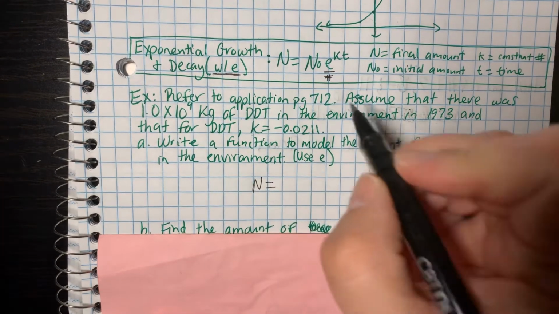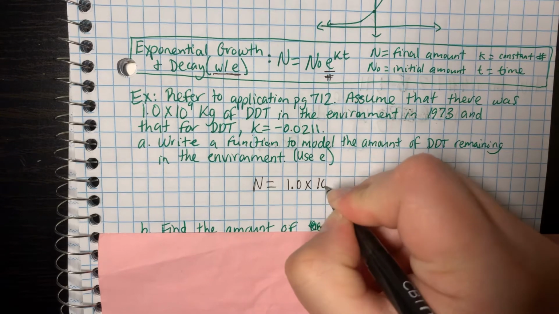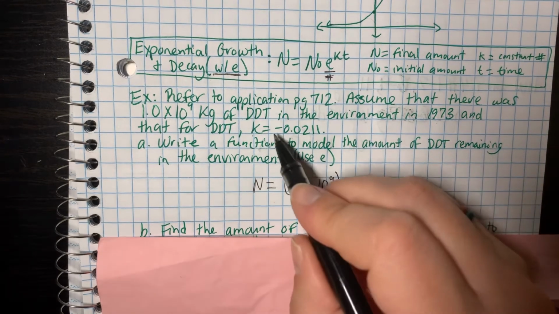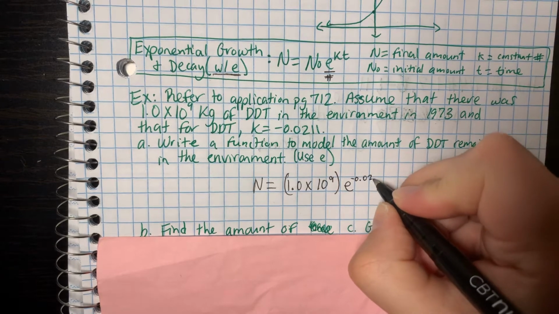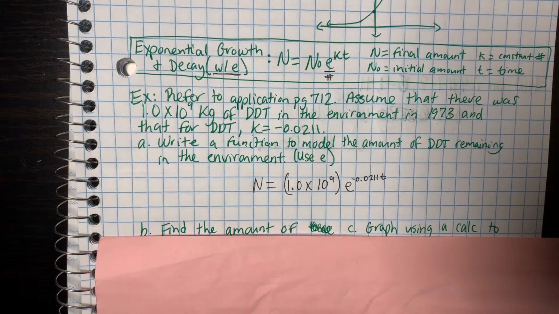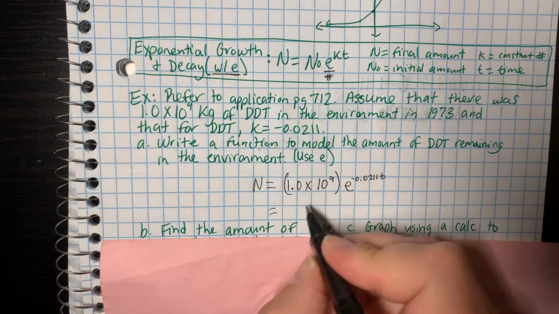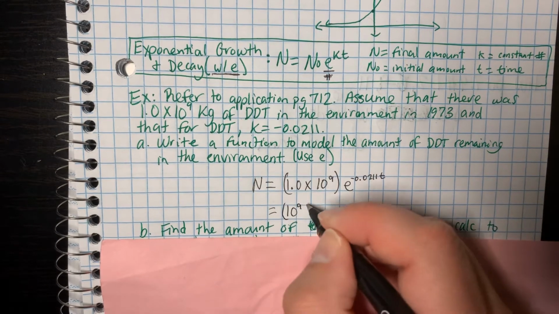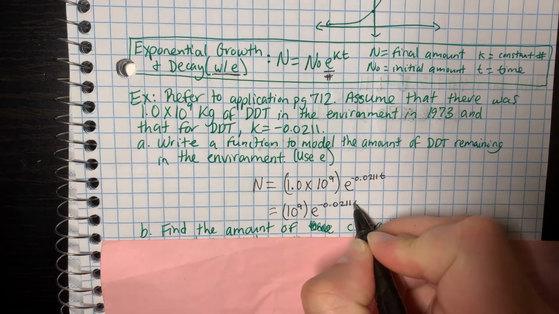So N is going to equal our original amount, which will be 1 times 10 to the 9th. We're going to do e. They gave us a k, so negative 0.0211 t. That would be our equation. Because this is a 1, we could simplify this equation to 10 to the 9th times e to the negative 0.0211 t, right?